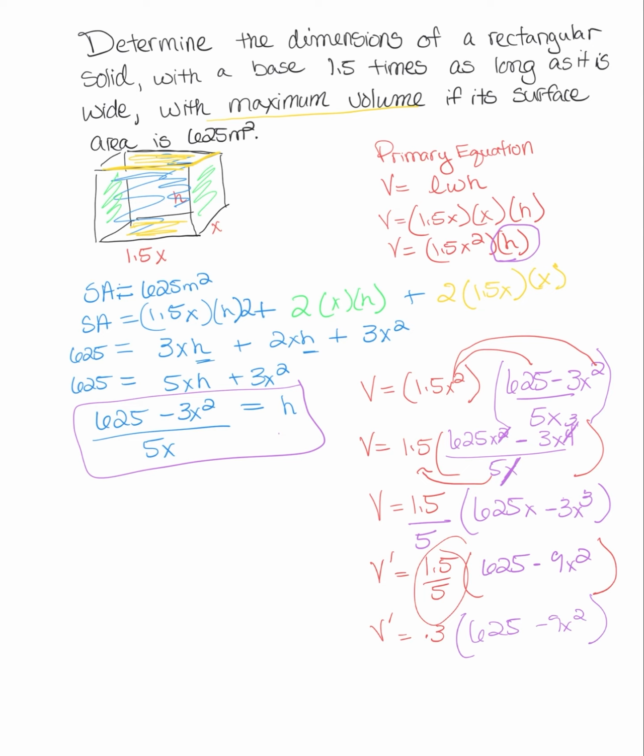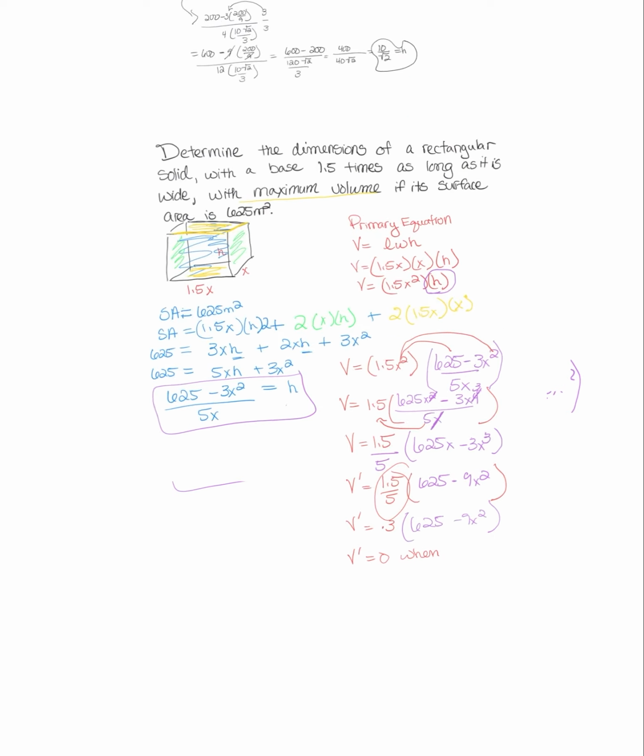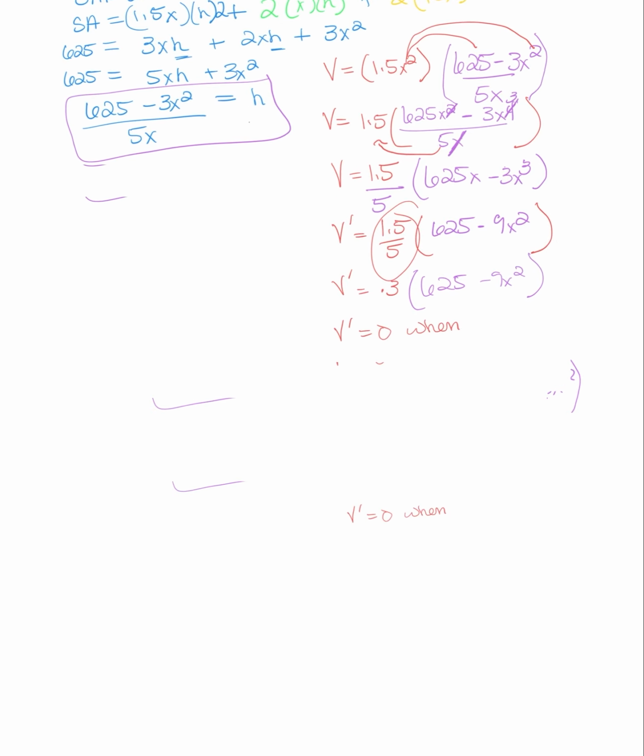All right, now we have to set this equal to 0. Well, 0.3 is never going to be 0. So v prime equals 0 when 625 minus 9x squared equals 0. Well, when does that equal 0? Let's move the 9x squared over. Then you get 625 divided by 9 equals x squared. I'm going to move this over, swap my sides.